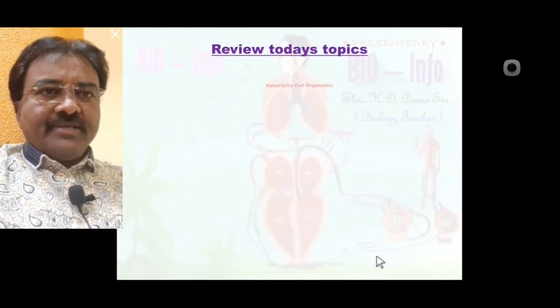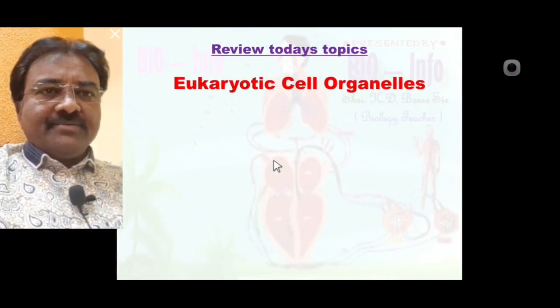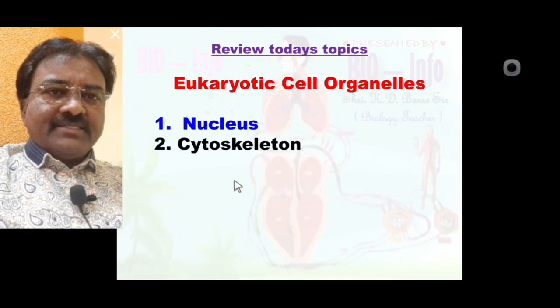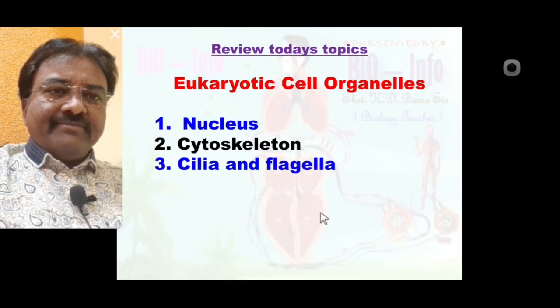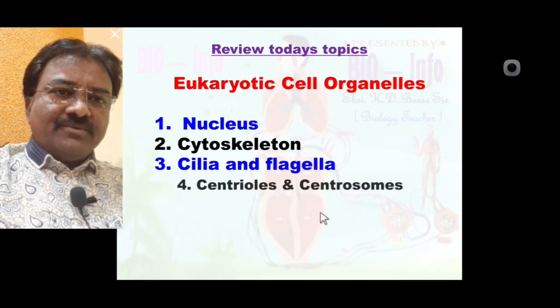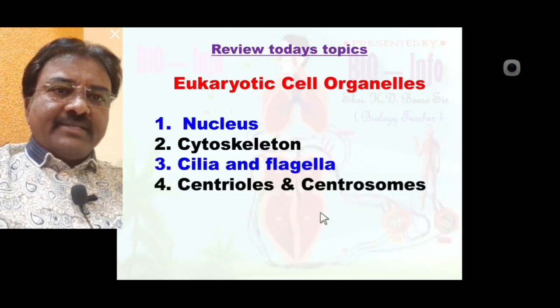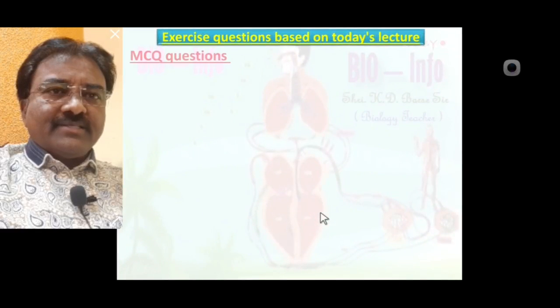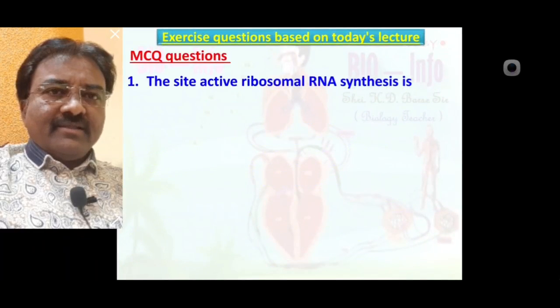Review today's topic. We learned in today's lecture eukaryotic cell organelles like the nucleus. Second one is the cytoskeleton. Also we learned cilia and flagella, and also centriole and centrosome. On the basis of today's lecture, some exercise questions are noted here.